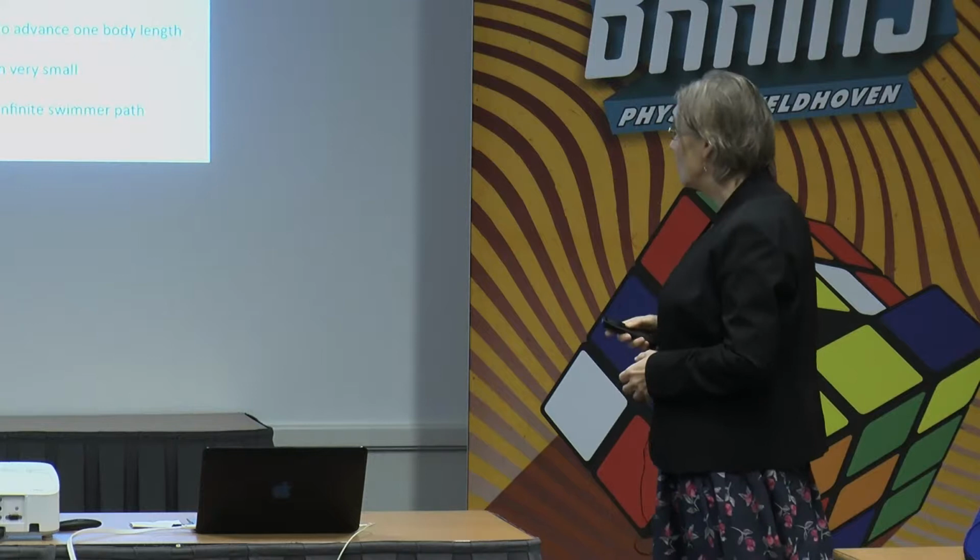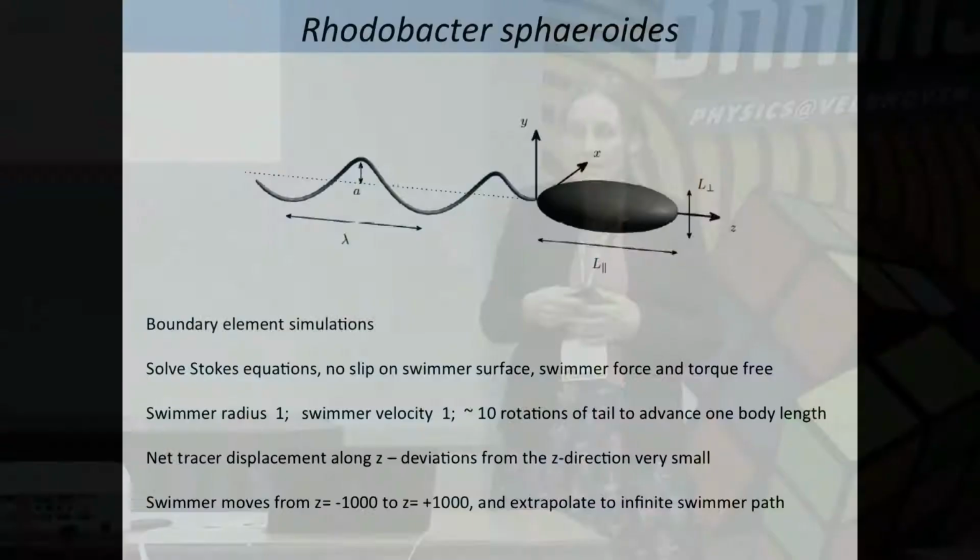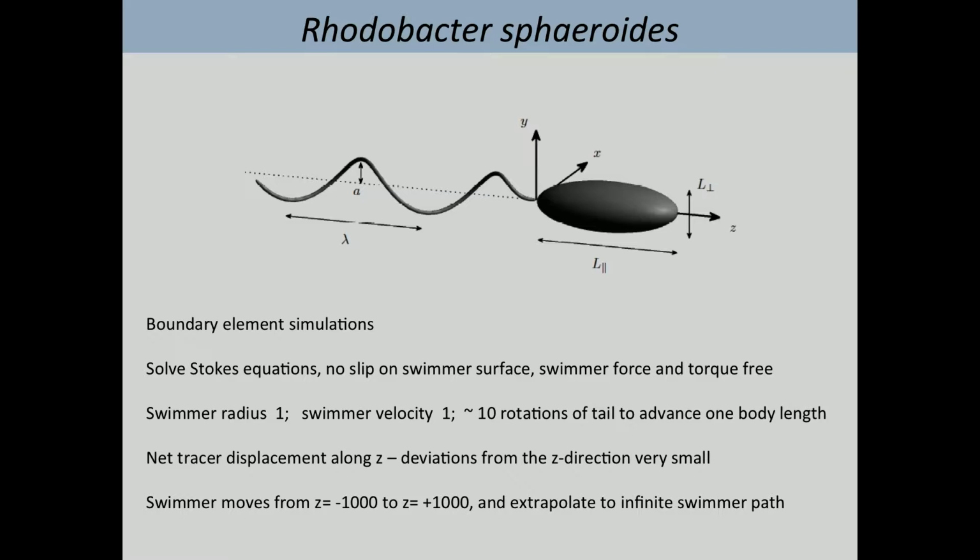Okay, so what I said was actually right, but only right in this very far field limit. And I don't know how to do it mathematically if the tracer is closer to the swimmer, so we have to do it numerically. And the person who did it is a very good postdoc called Henry Shum, who's now in the faculty in University of Waterloo in Canada. And what he did is say, right, now this is the swimmer model. The swimmer moving along and the tail turns like that. And he did boundary element simulations.